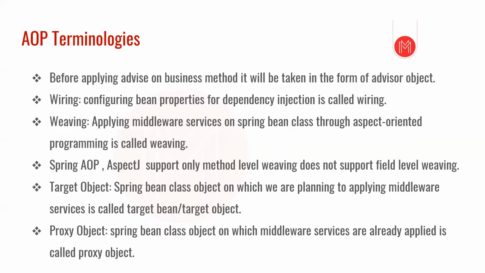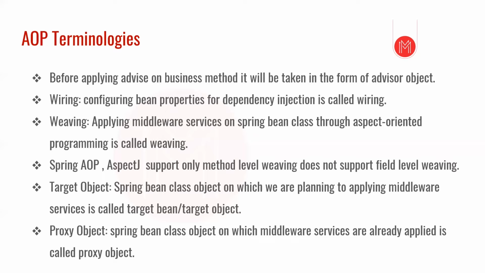What is meant by weaving? Applying middleware services on a Spring Bean class through aspect-oriented programming is simply called weaving. In brief, weaving is the process of mixing required advices with business logic methods.